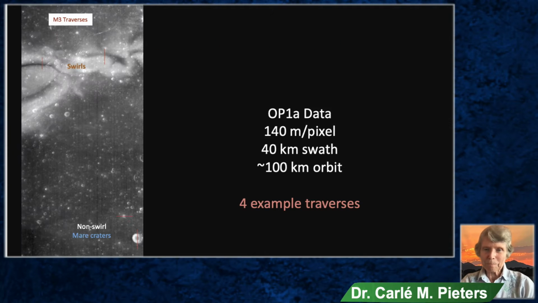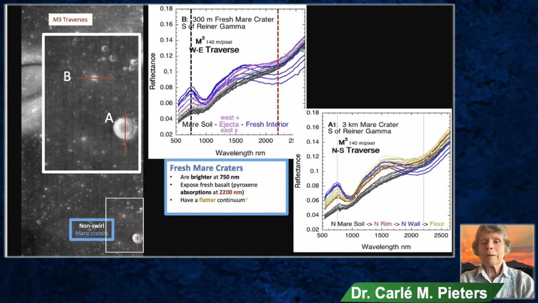Next slide, please. The strip is 40 kilometers across. We're going to look at the non-swirl area to the south and then concentrate on the swirl itself and the properties that we can see in MCube data. Next slide, please. This gives you an overview of two traverses across a fresh crater and a larger crater that has steep slopes and is exposing fresh material. And we can look at the overall properties.